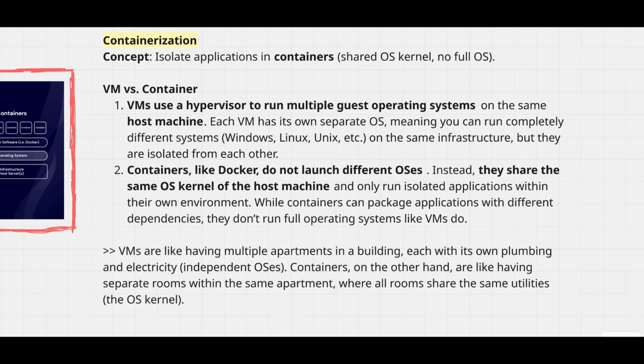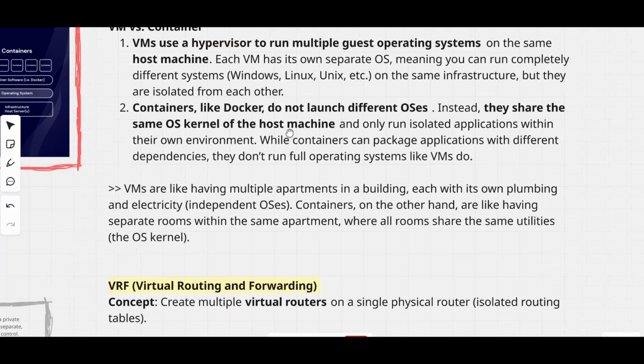Number 2, containers like Docker do not launch different operating systems. Instead, they share the same operating system kernel of the host machine and only run isolated applications within their own environment. While containers can package applications with different dependencies, they don't run a full operating system like VMs do.